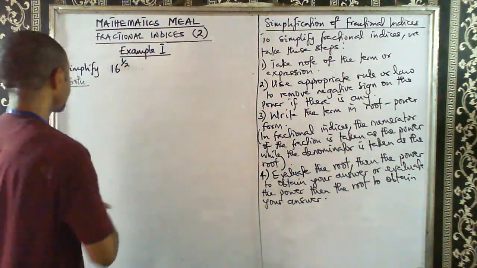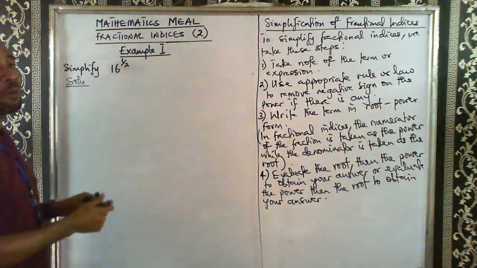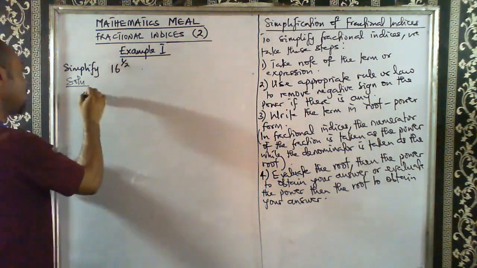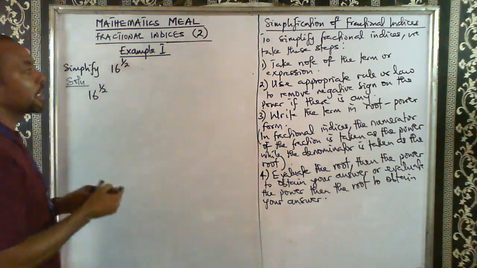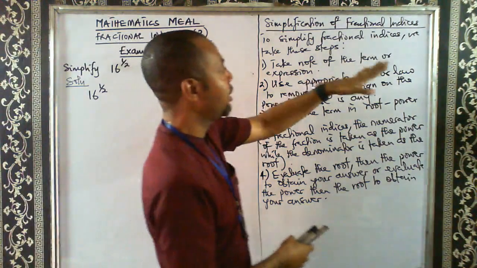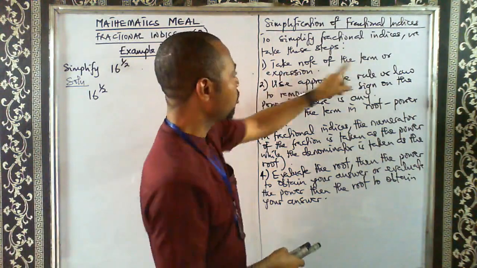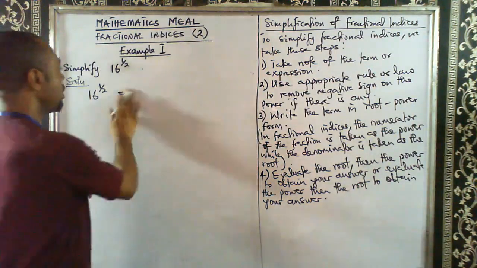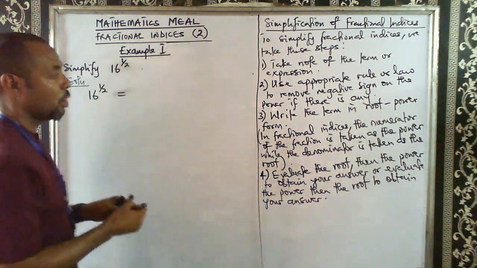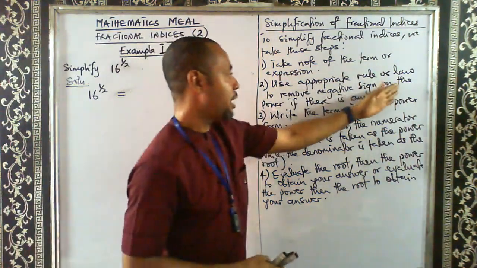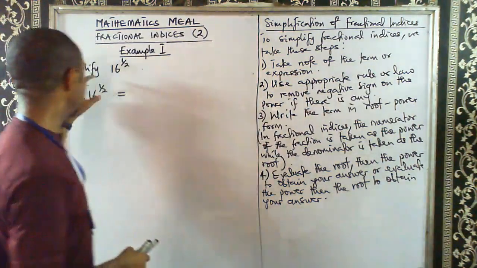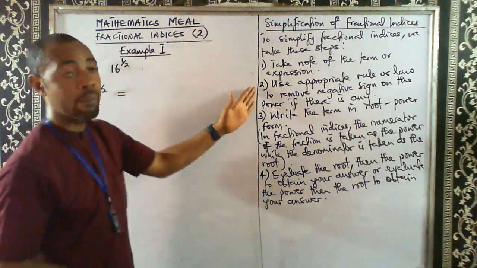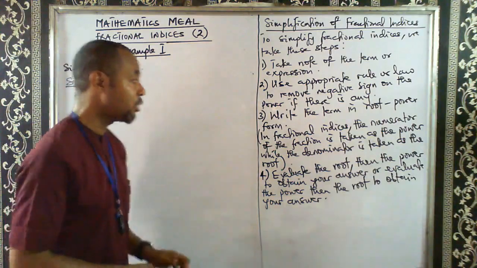We have to simplify 16 raised to power 1 over 2. Very simple. So we say, if we want to simplify fractional indices, what do we do? We take this step: take note of the term or expression. We have taken note of this. Next, using appropriate rules or law, remove the negative sign on the power, if there is any. In this case, we don't have any negative sign on the power, so this step will not be applicable. So we leave this step and move to the next step.